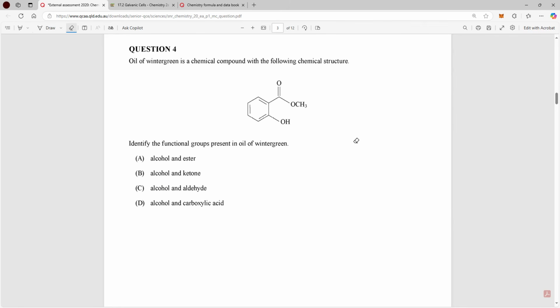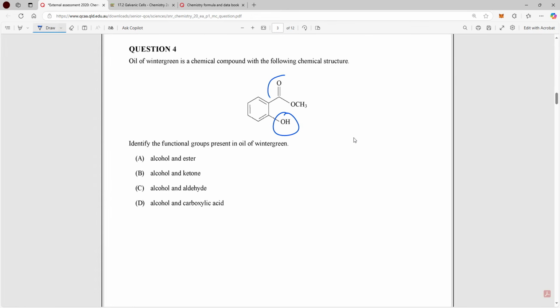Alright, question 4. Oil of wintergreen is a chemical compound with the following chemical structure. Okay, so we can see we've got benzene, and we have an ester and an alcohol present. Identify the functional groups present in the oil of wintergreen. Okay, so straight away there's an alcohol. Now an alcohol is the OH group.